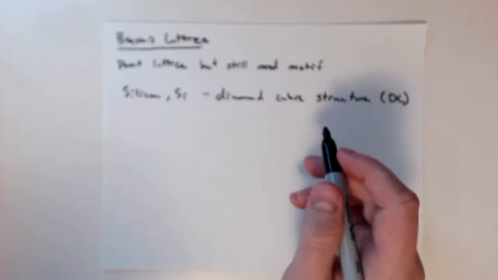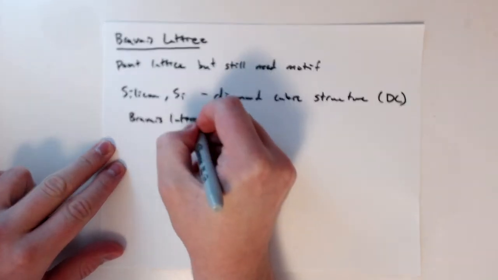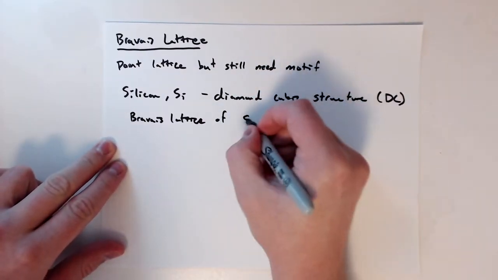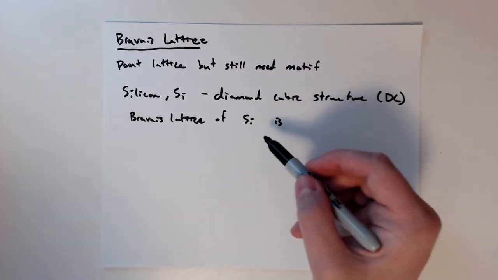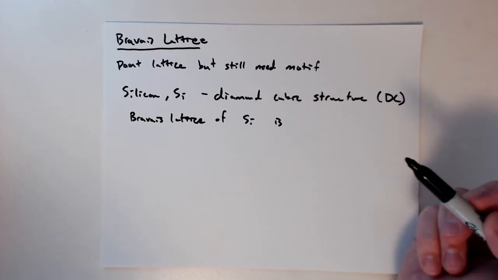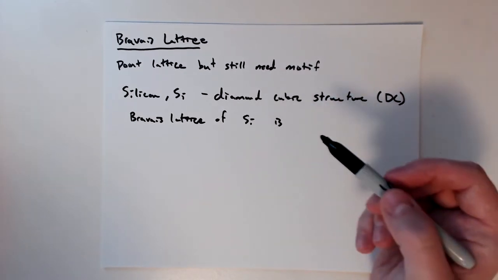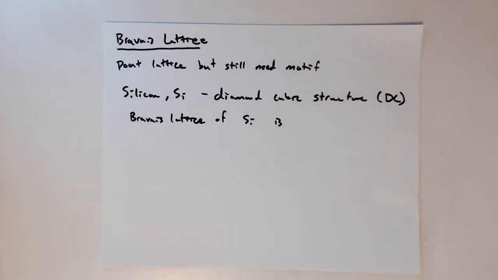And so what we want to do is determine what the Bravais lattice of silicon is, right? That's what we want to do. We want to be able to identify what the Bravais lattice is and then what the motif of that is. And so to do that, I'm going to switch over and we're going to look at a diagram of silicon.